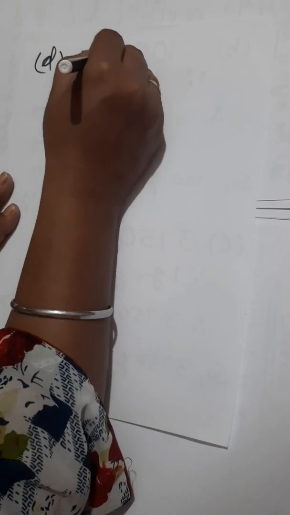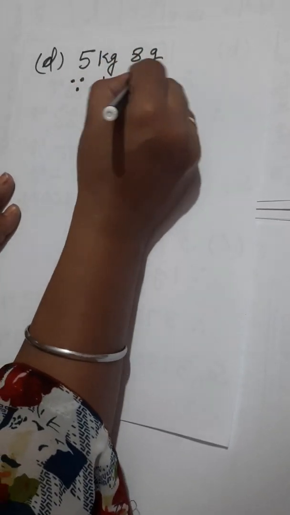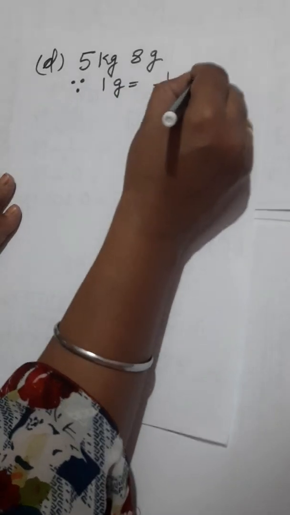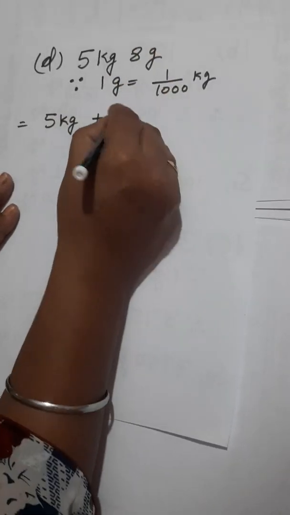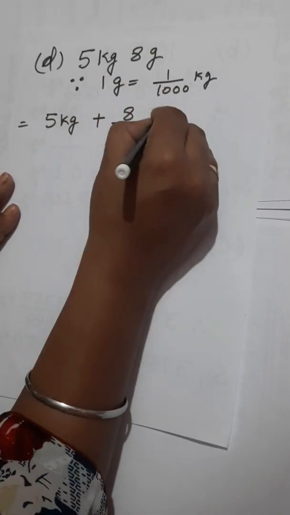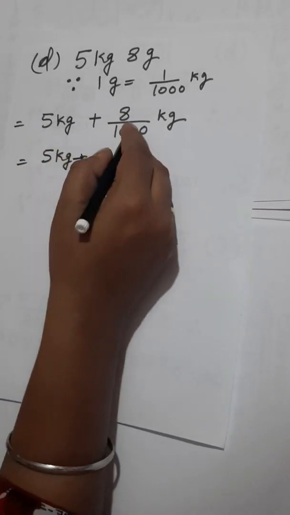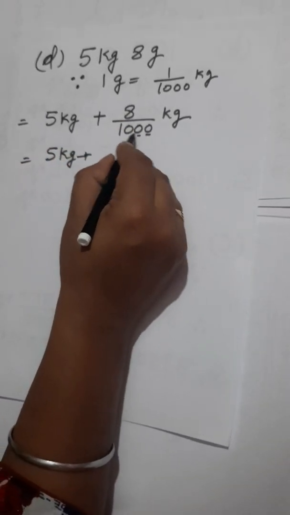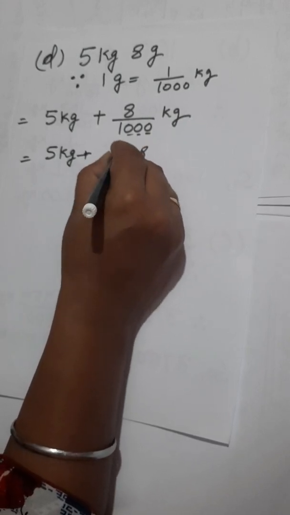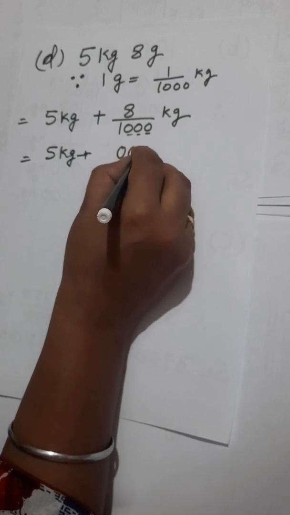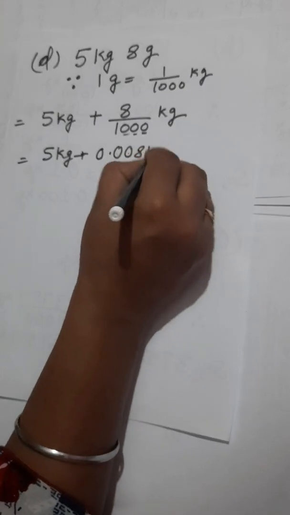Next we have D part. Here D part is 5 kilogram, 8 gram. Again you will write, since 1 gram is equal to 1 upon 1000 kilogram, so you will write 5 kilogram as it is plus 8 upon 1000 kilogram. Now this 5 kilogram as it is. Now whenever you have to express in decimal, in the denominator we have 3 zeros, so write 8 first. We have 1 digit, 2, 3. So you have to put decimal 1, 2, 3 before 3 digits. So here we have this.